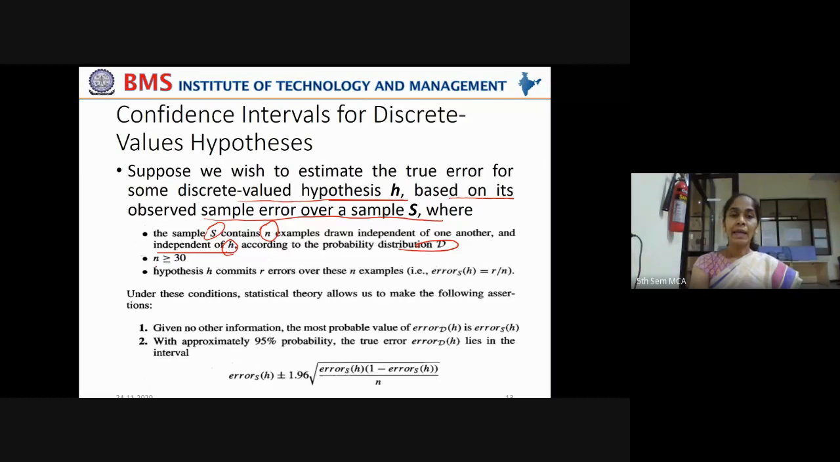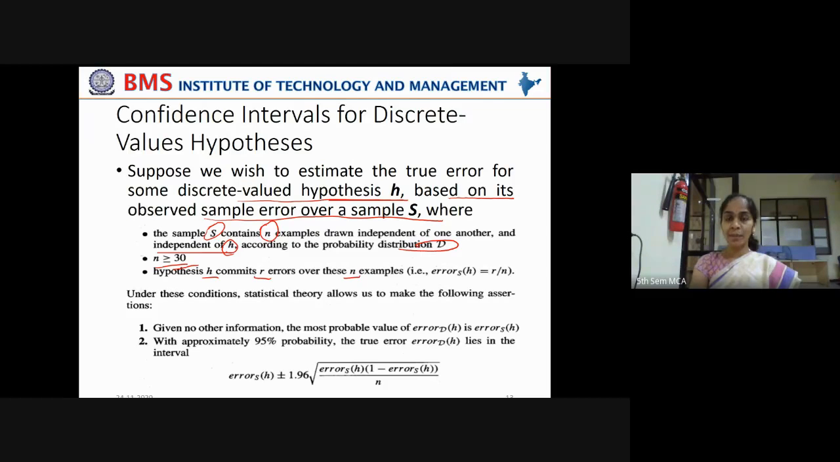Now, let n be greater than or equal to 30. That means the sample points or data points, let it be greater than or equal to 30 points, meaning 30 or more students' data. Now assume that hypothesis H commits R errors over these n training examples.